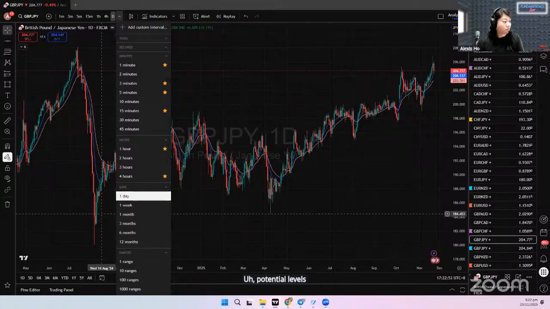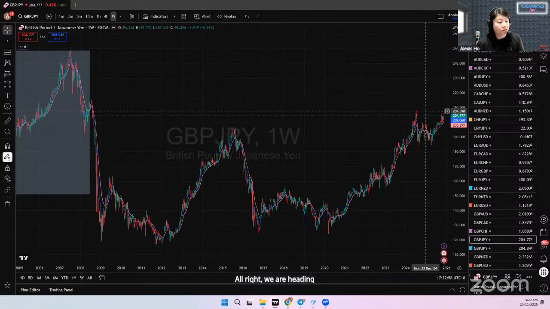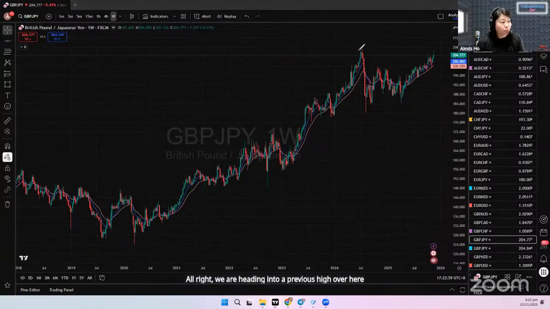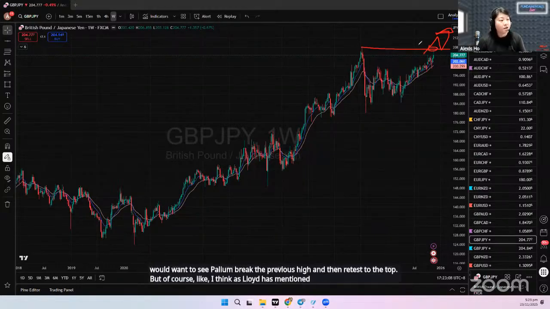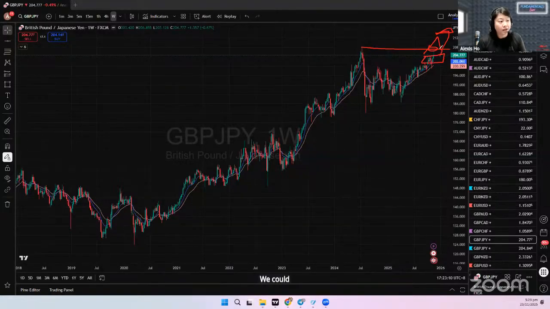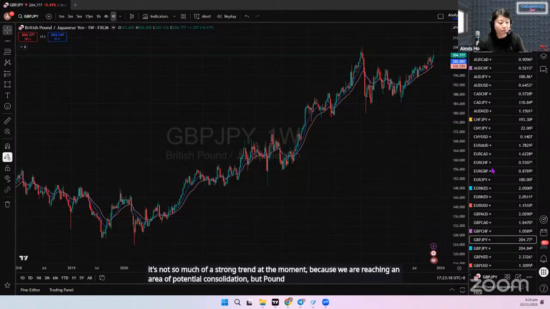If you look at the pound yen on the weekly time frame, we are heading into a previous high over here. So comfortably, I will want to see pound yen break the previous high and then retest to the top. But of course, as Lloyd has mentioned in his video as well, we could probably trade shorter time frame breakouts towards the upside. But it's not so much of a strong trend at the moment because we are reaching an area of potential consolidation. But pound yen is definitely something I'm looking at.